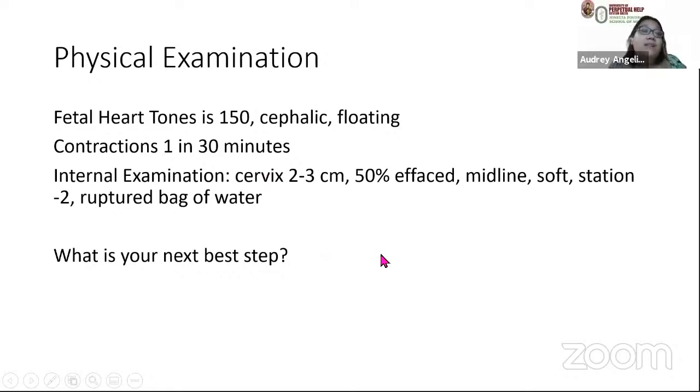Well, it's already term. Why do you have to tocolyze? Maybe you're confusing it with your augmentation or your oxytocics. Your tocolytics will prevent labor. Your oxytocics will induce labor. Okay? So we will admit the patient because the bag of water is already ruptured.